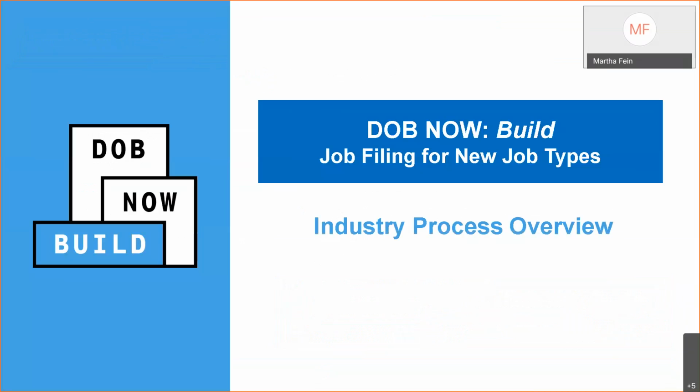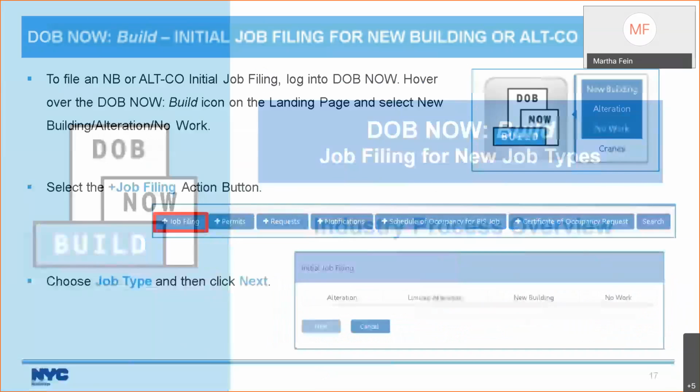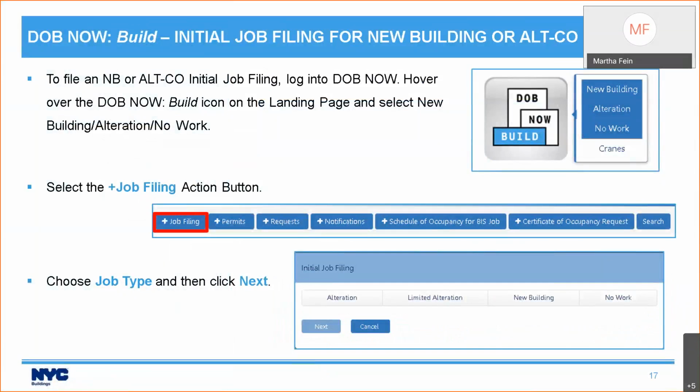So let's talk about the process of actually requesting these jobs. First thing you're going to do, of course, is log into DOB NOW. You're going to hover over DOB NOW: Build and choose New Building Alteration No Work. Once you get in there, to start a new job filing, you click plus job filing. And then you'll be asked to choose your job type and then click next.